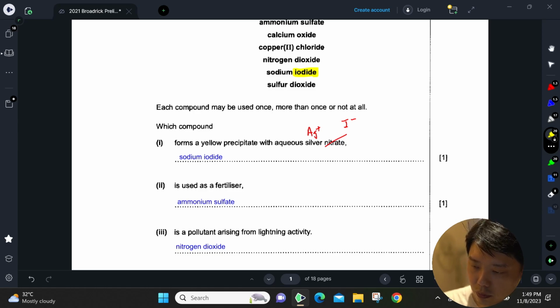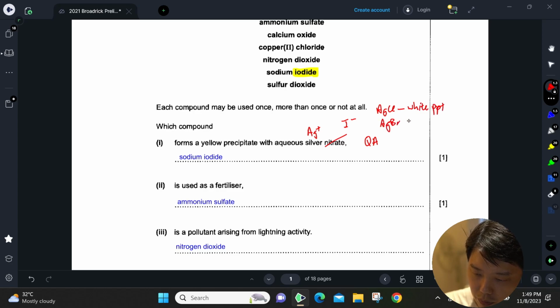So this question actually comes from a QA chapter. If you know your QA, you know the various halogens, what kind of color precipitate will they produce? AgCl will give you a white PPT. AgBr will give you a pale cream PPT. And then AgI, as you know, produces a yellow PPT. All right, so we got to keep that knowledge handy.